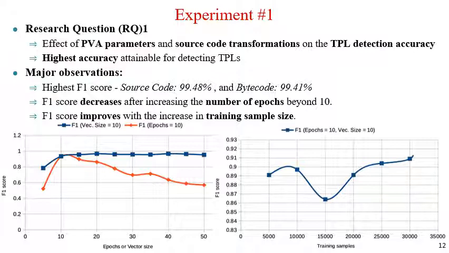It was observed that F1 scores decrease after increasing the number of epochs beyond 10, and performance improves with increasing the training size. So as we increase the training size, its performance increases. Another thing was that in terms of vector size, performance decreased after the vector size increased beyond 5. So that is also there.